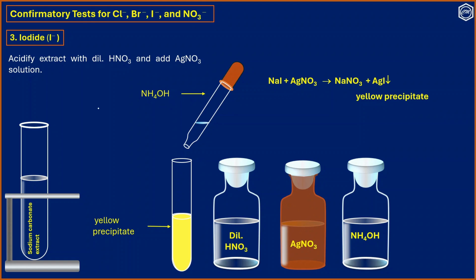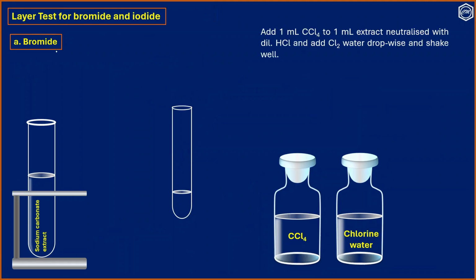So we can distinguish between chloride, bromide and iodide using this test. For chloride, the white precipitate is silver chloride, which is completely soluble in ammonium hydroxide. For bromide, it is silver bromide, pale yellow in color and only partially soluble in ammonium hydroxide. For iodide, the precipitate is silver iodide, which is yellow in color and totally insoluble in ammonium hydroxide.